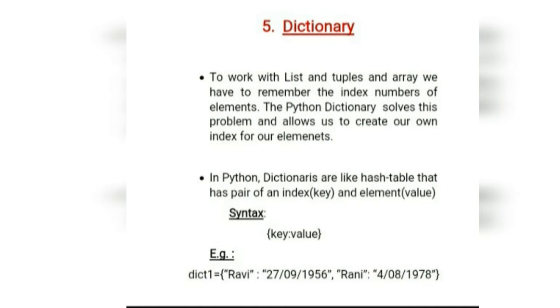Moving towards our fifth data type in Python, that is the Python dictionary. To work with list, tuple and array, my dear friends, we need to remember the index number of an element. The Python dictionary solves this problem and allows us to create our own index for our own element. A dictionary is like a hash table that has pairs of indexes, which are nothing but the keys, and elements, which are nothing but the values. The syntax is in braces, with a key separated by a colon from its value. The data type of index and element can be any valid Python data type. The dictionary is represented in curly braces.